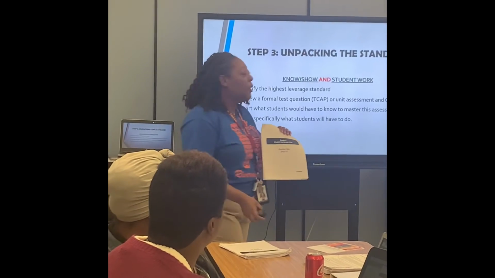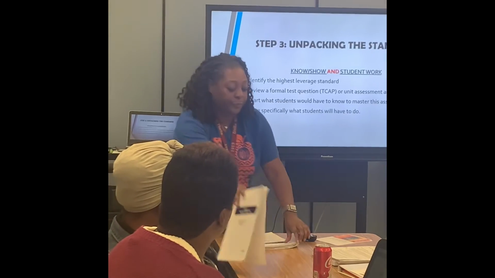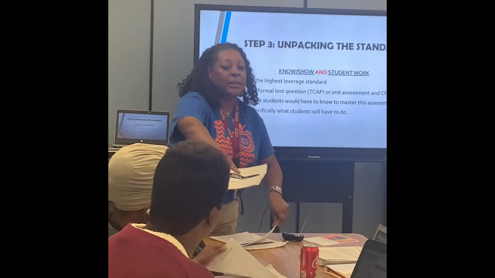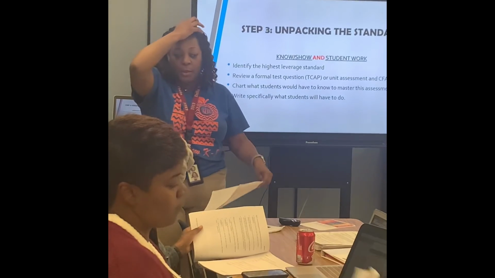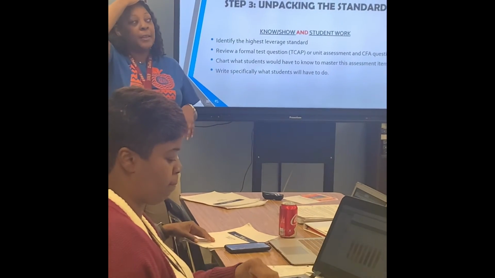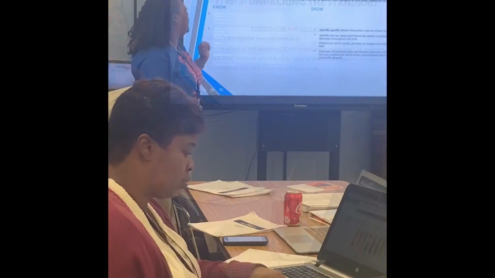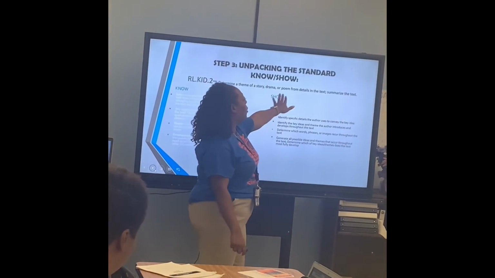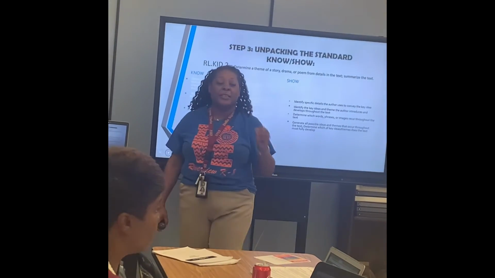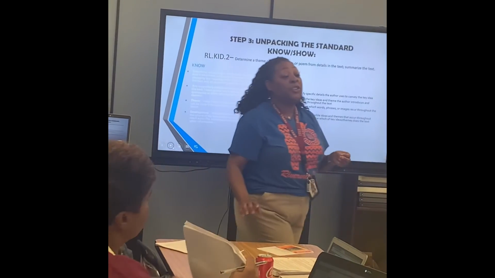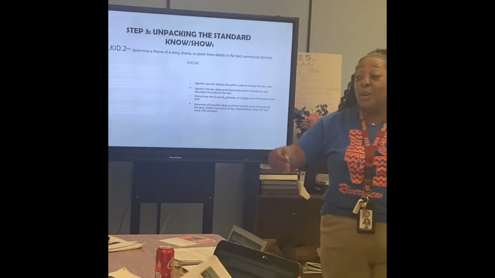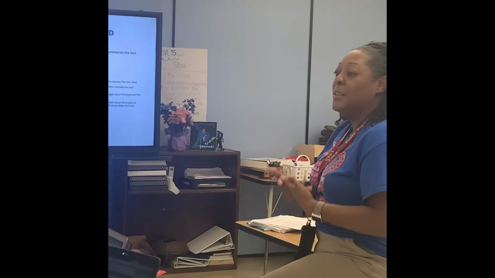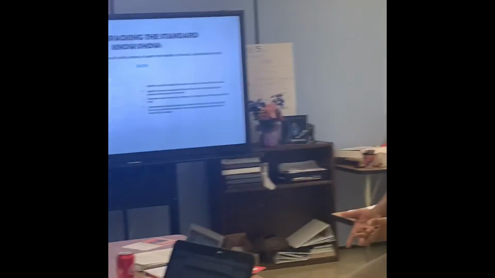and write specifically what we want the students to be able to do. So I just have a sample, and y'all know practice tests we can find anywhere, but we're going to pull up that RF 4.2 standard. For that standard, it says determine the theme of the story, drama, or poem from details in the text and summarize the text. Another thing you will want to do is, on your assessment that the district gave, pull up those questions from this standard and see what the question was asking students to do. So let's do that now.